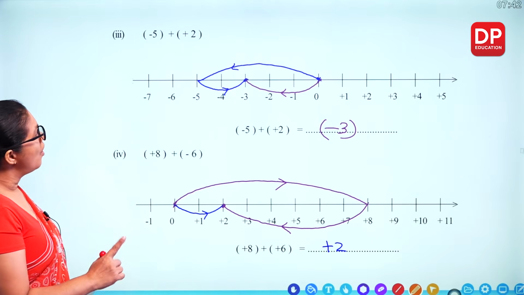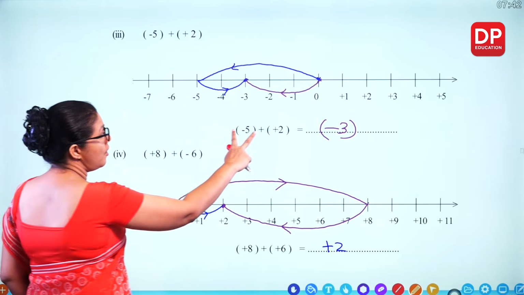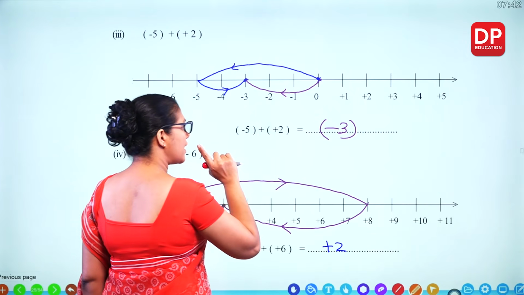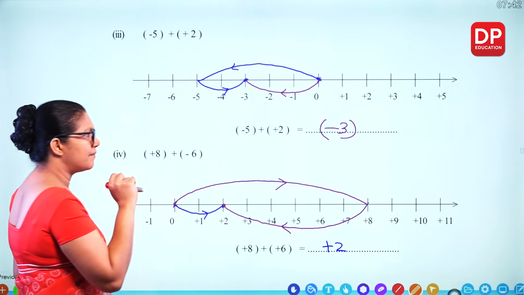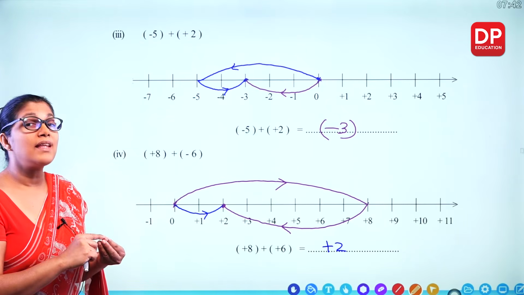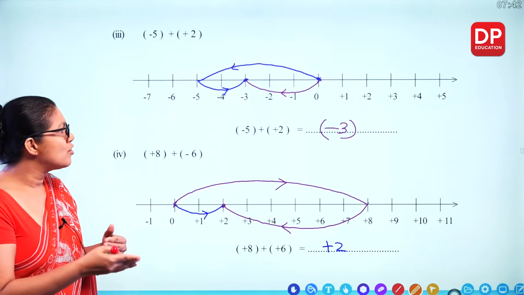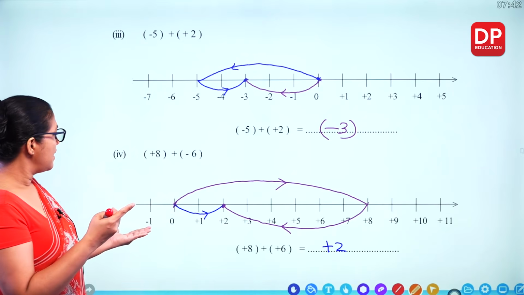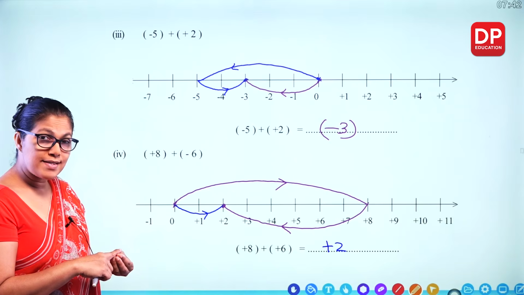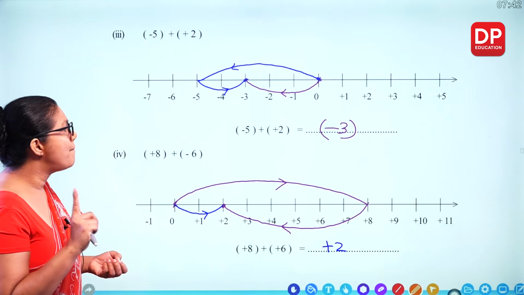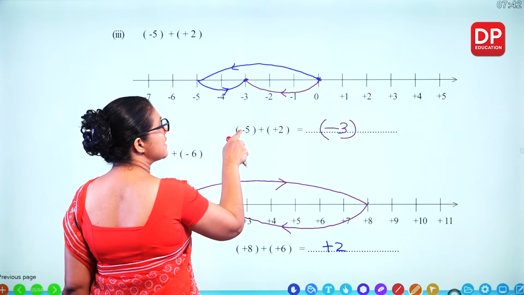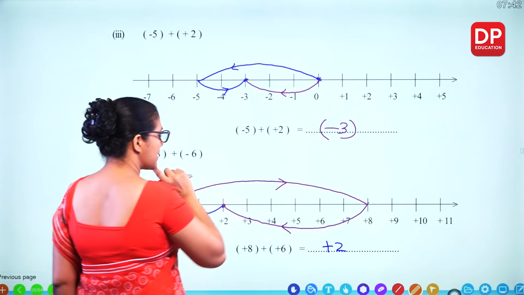Now, here, look carefully. 5 and 2. You got 3. Sign is negative. So, what do we do when you get two different signs? You take the difference. 5 and 2, difference is 3. Then 8 and 6, difference is 2. Take the difference and put the sign of the bigger number. Which one is bigger? 5 is bigger than 2. So, the sign for 5 is minus.